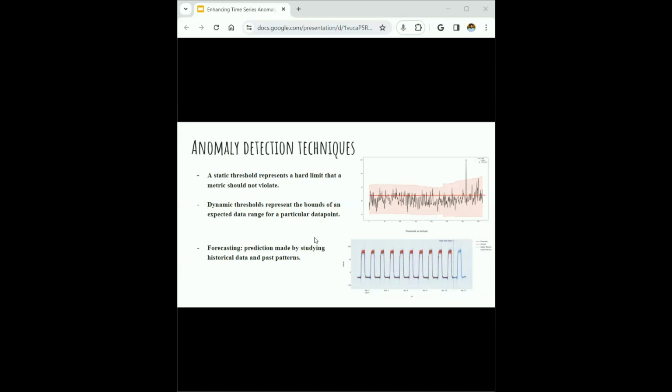Forecasting is a prediction made by studying historical data points and past patterns. This is how we can perform these experiments by applying machine learning algorithms to data. The data set we used is available on the internet: we can download New York taxi data, and we also use some data available from Amazon.